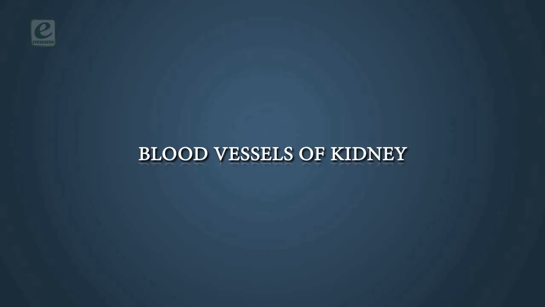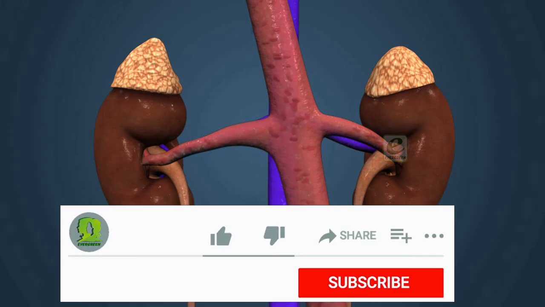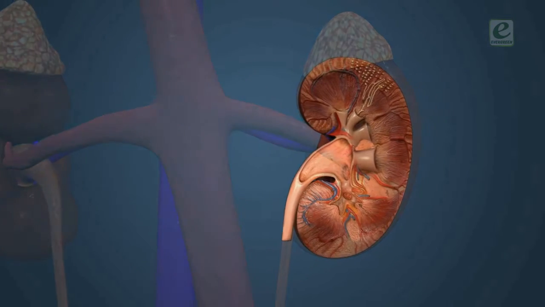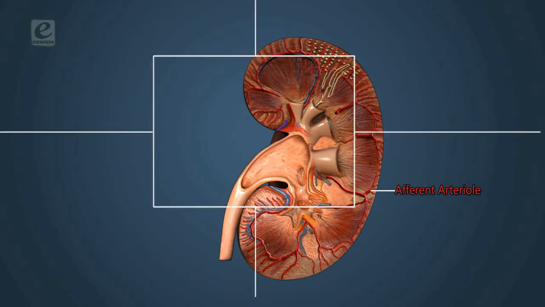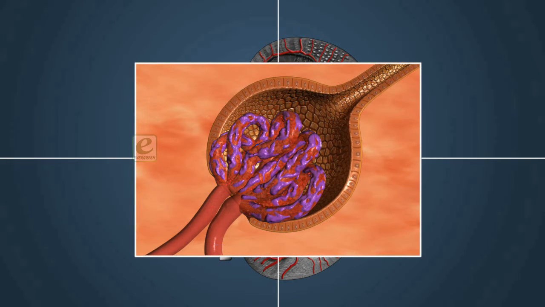Blood vessels of kidney. The kidneys are highly vascular organs. Every minute, about 1200 milliliter blood flows through them. A large branch of abdominal aorta called renal artery supplies blood to each kidney. In the kidney, the renal artery divides repeatedly so as to form thin vessels called afferent arterioles. Afferent arterioles in the Bowman's capsule form a knot-like network of capillaries or glomerulus.